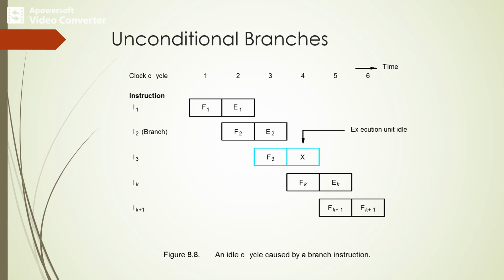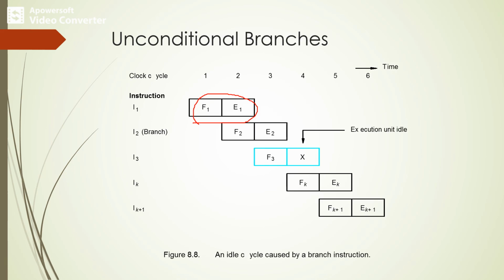So now we'll consider the unconditional branch instruction. In the case of an unconditional branch instruction, we can observe that we are having around 6 clock cycles. The diagram shows a sequence of instructions being executed in a two-stage pipeline. So here we can observe that the instructions are executed in a two-stage pipeline operation, that is the execution phase as well as the fetch phase.